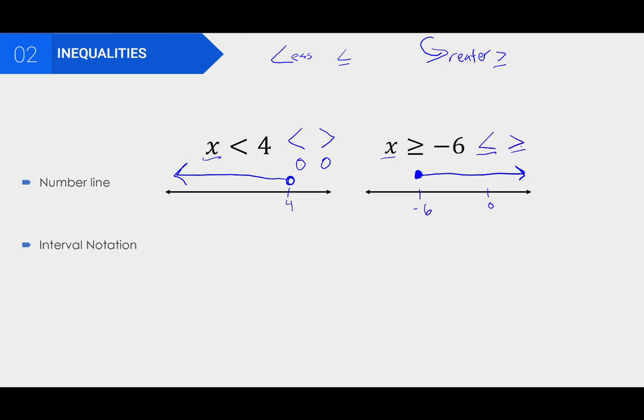We are including that. I also want to point out that sometimes you'll see inequalities written the other way with the variable on the right. So x is less than 4 means the same as 4 is greater than x. X is greater than or equal to negative 6 is the same as negative 6 being less than or equal to x. So as long as you flip everything around, it still is saying the same thing.